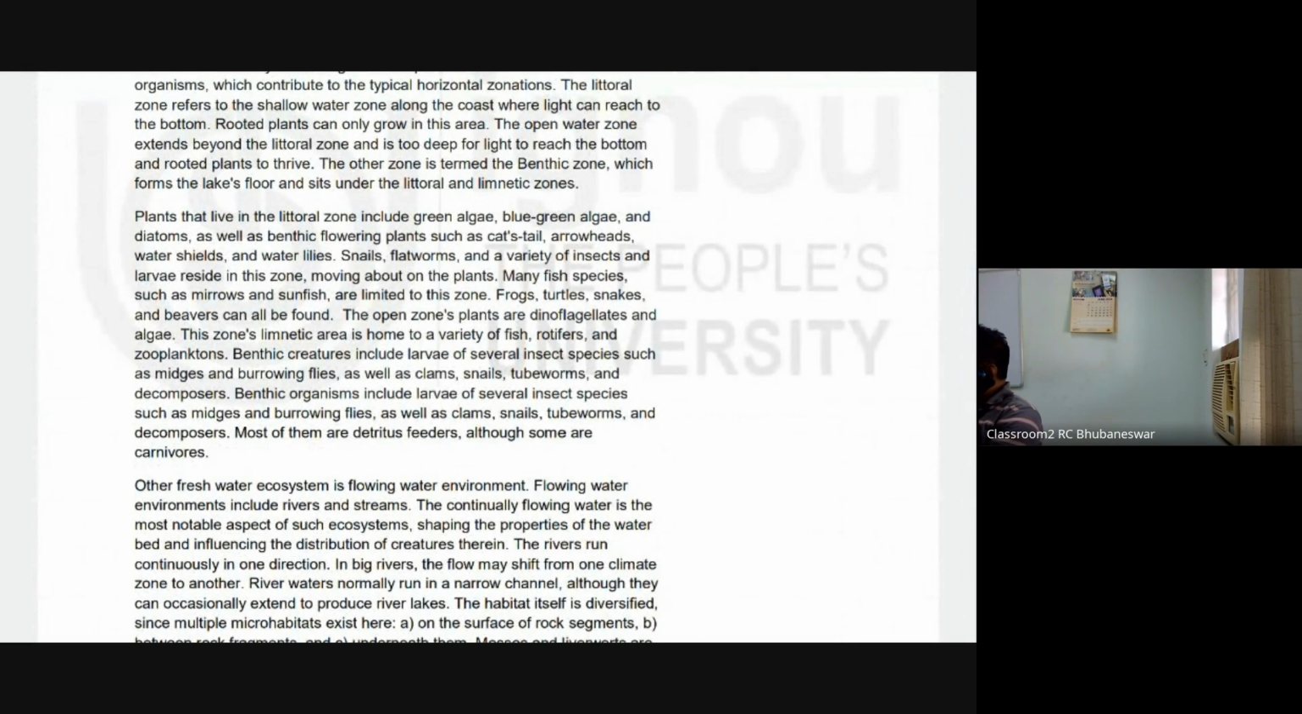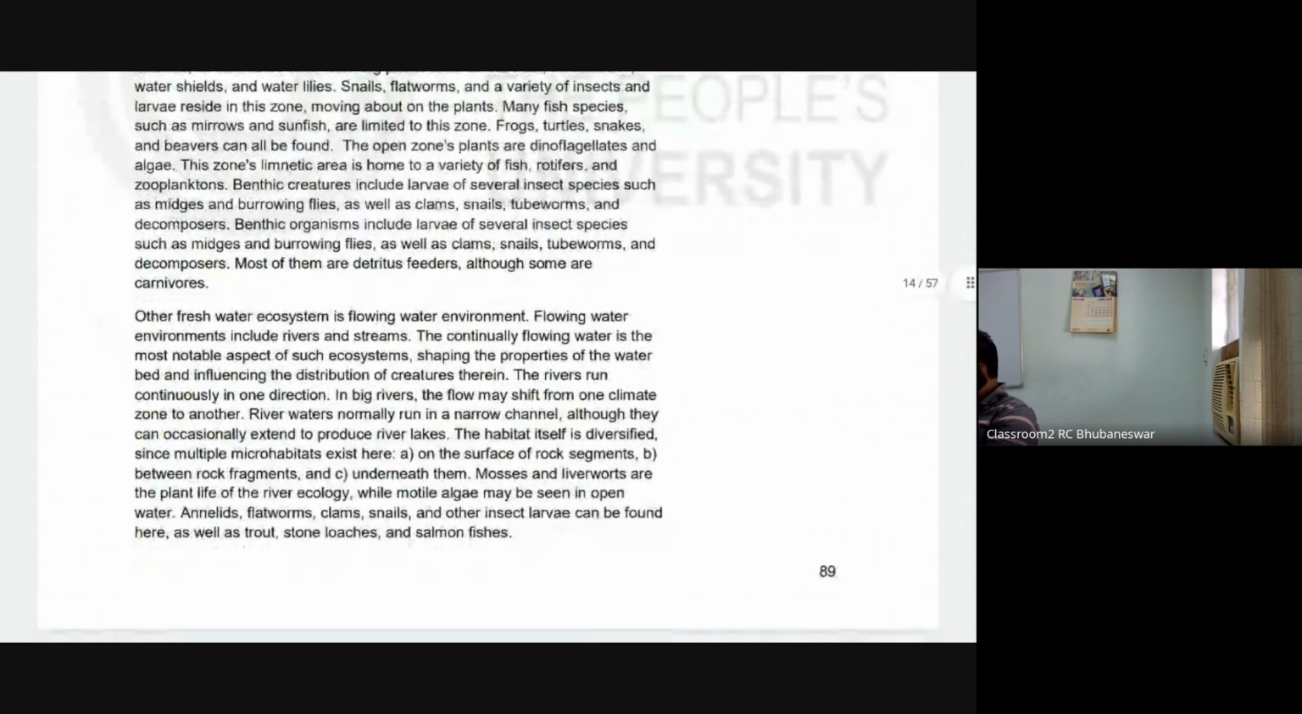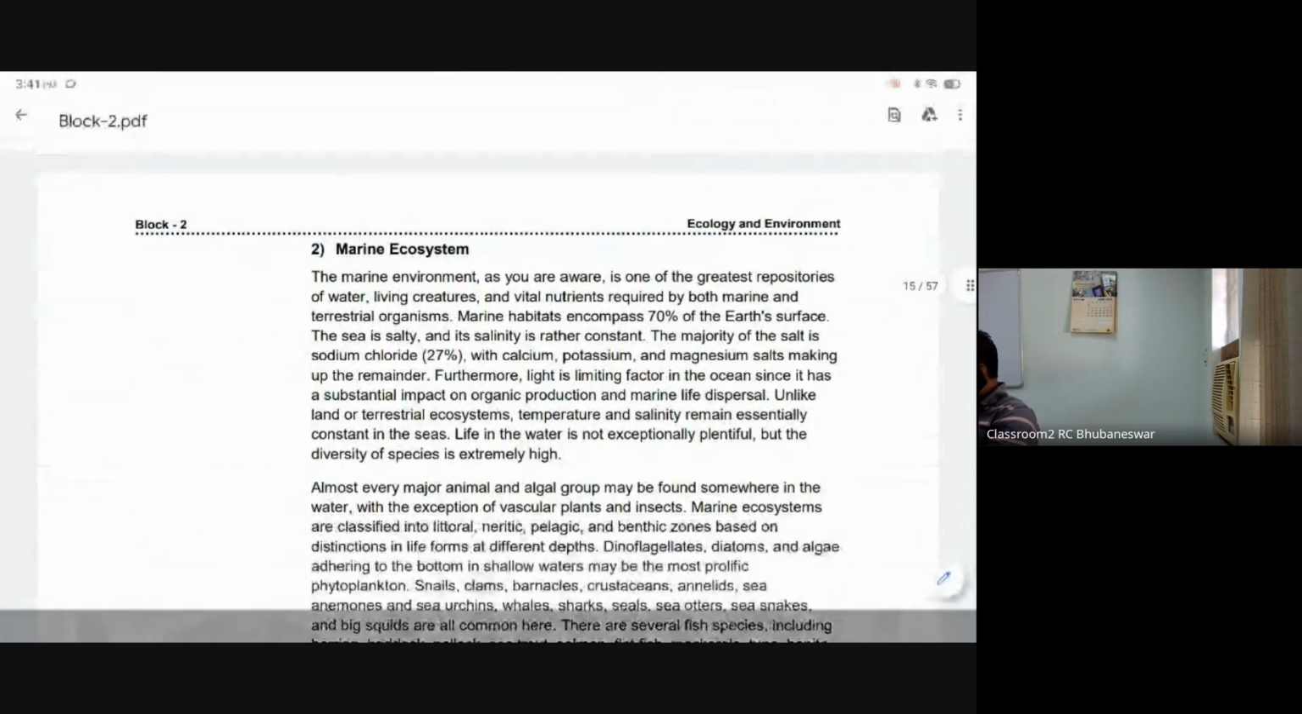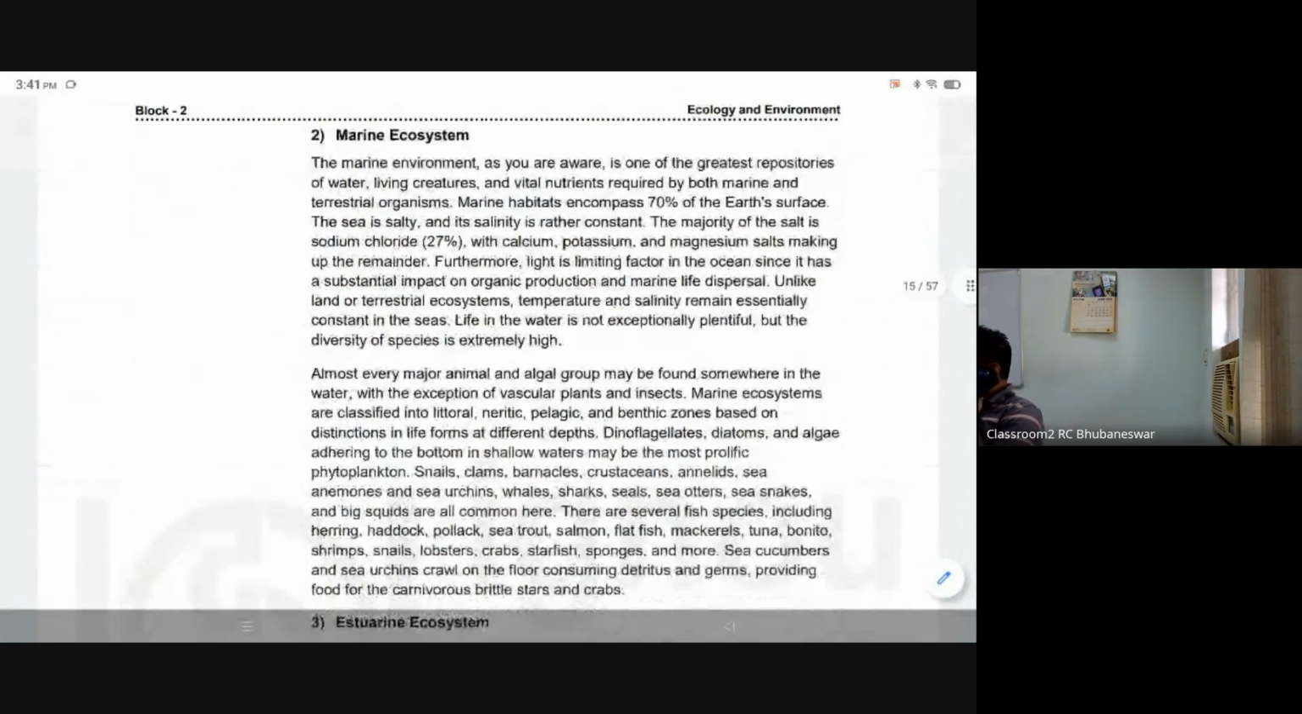So, what are the different species that you basically find in these aquatic ecosystems? You have blue-green algae, then diatoms, and benthic flowering plants. So all these types of species are seen in freshwater aquatic ecosystems.